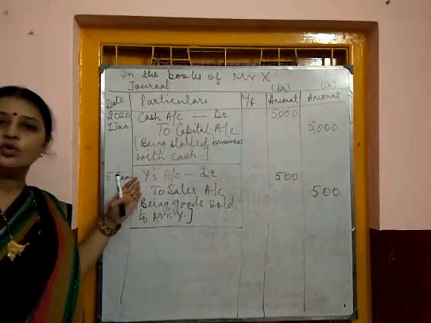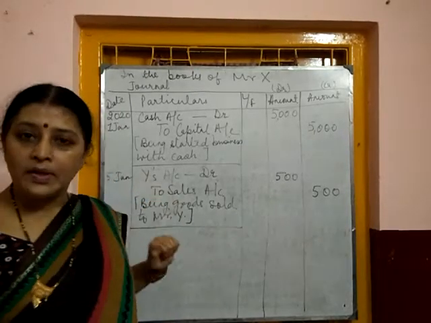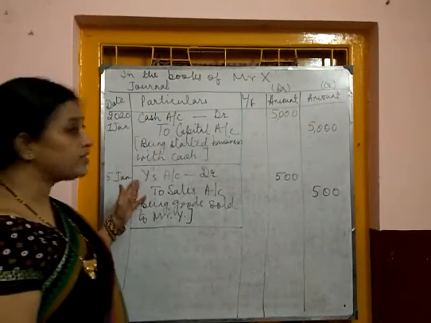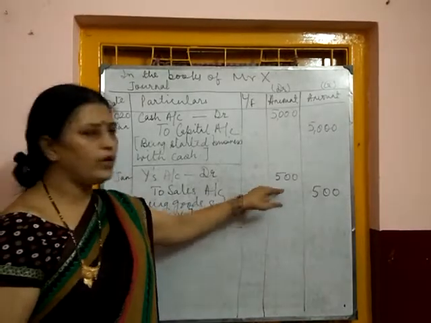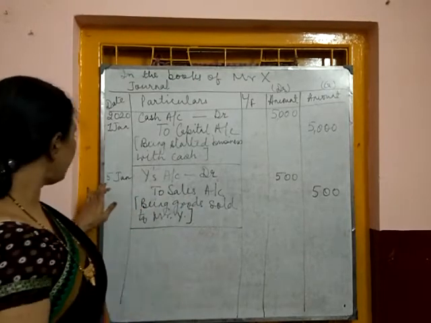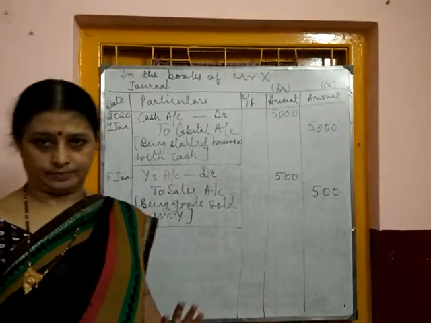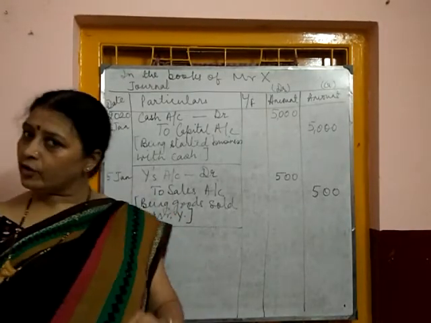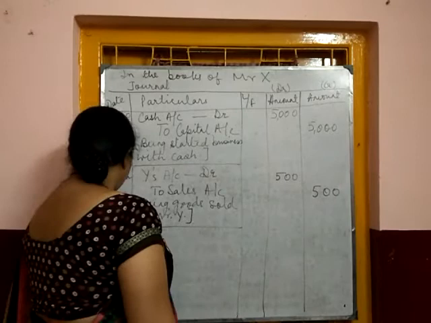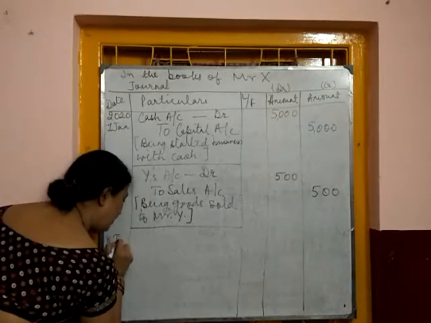Now, since we have sold goods to Mr. Y, what is happening? Mr. Y is doing the payment. How much payment has he given to us? Suppose he is giving only 490 rupees. We are receiving cash from Mr. Y, rupees 490. Clear? On which date? Suppose I take a date like 8th of January.